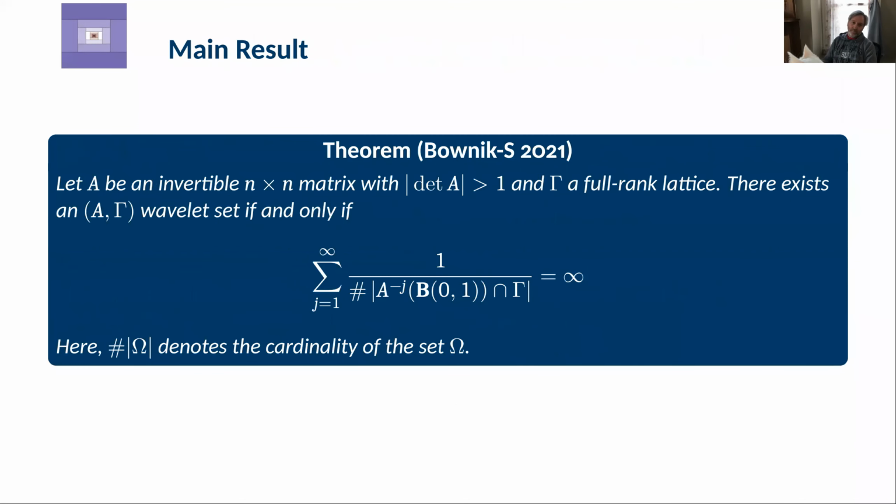Okay. Here's the theorem. This is the condition. If you have an invertible n by n matrix and a full rank lattice, there's a wavelet set if and only if this sum is infinity. We had several conjectures, as you can imagine, over 25 years. We had no shortage of conjectures of what the condition might be. This one was never one of the ones we considered at all.